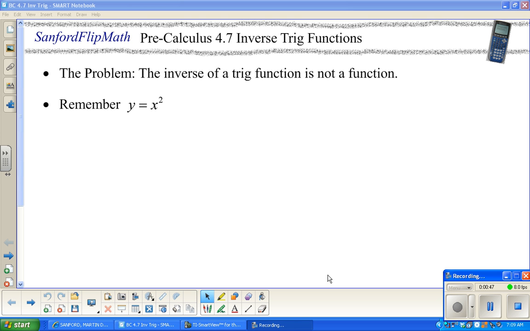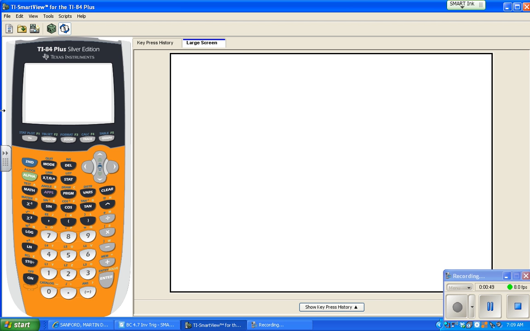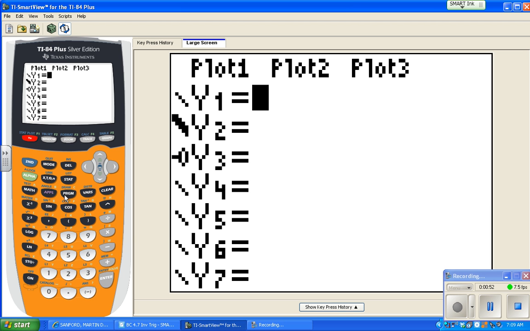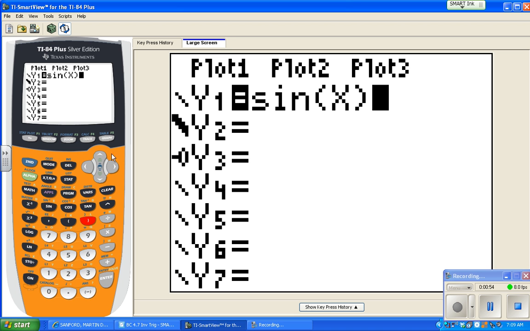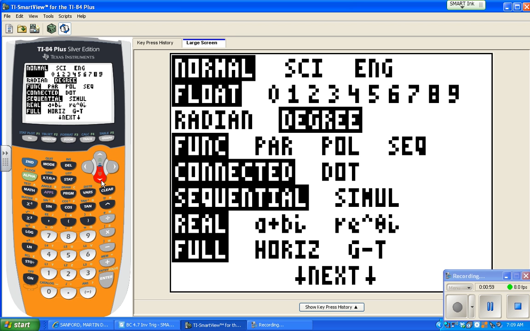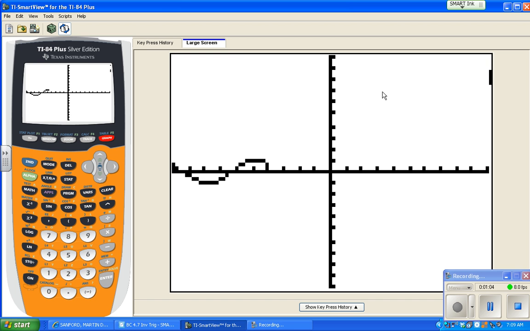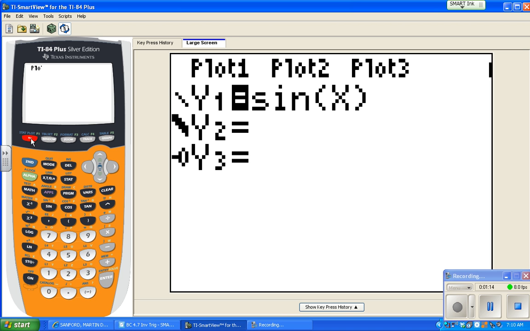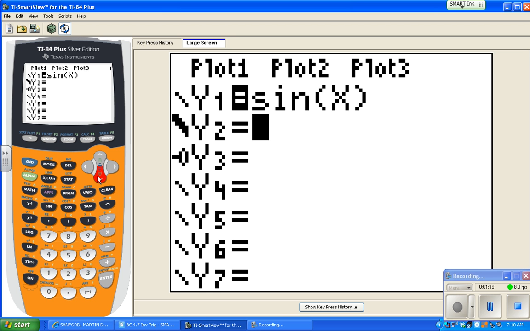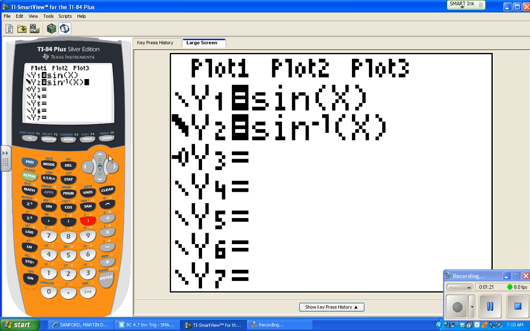The problem with trig functions is, as you know, if I just graph y equals sine of x, and I'm going to be in radians here, on just a standard screen so that we get a certain look when we're done. Okay, so there's sine. The problem is that when I actually graph the inverse of this, what I'm about to do isn't really going to work, and I'll show you why. I mean, it works, but you'll just see.